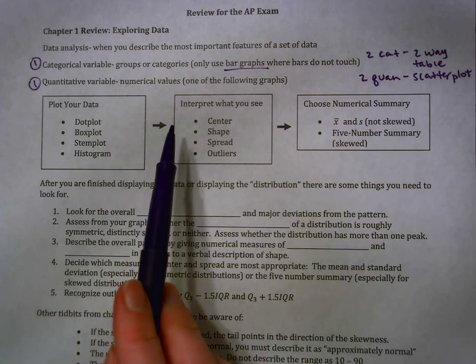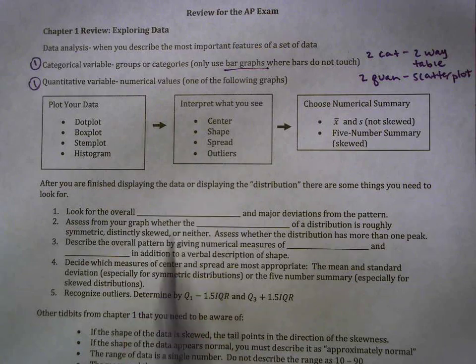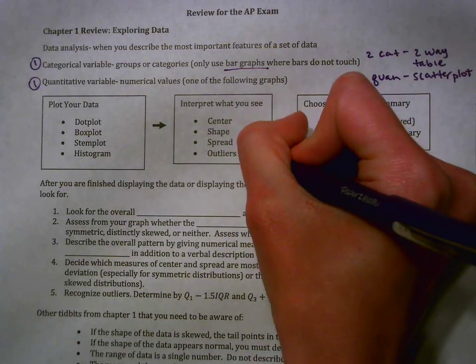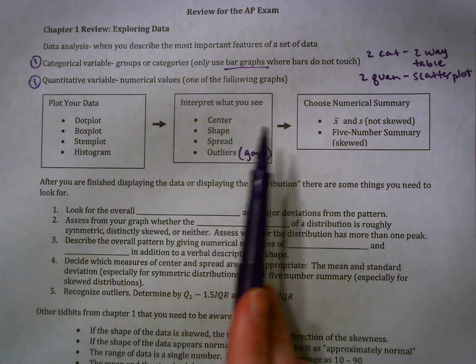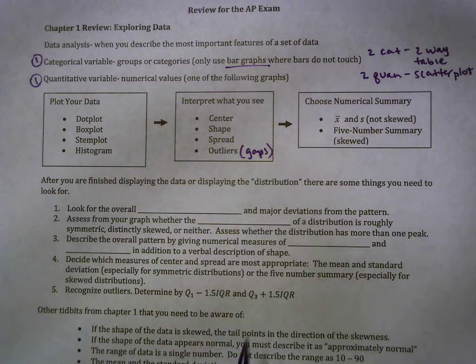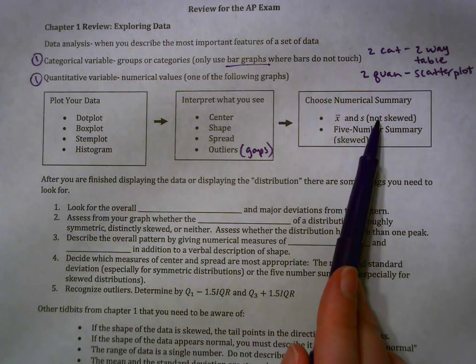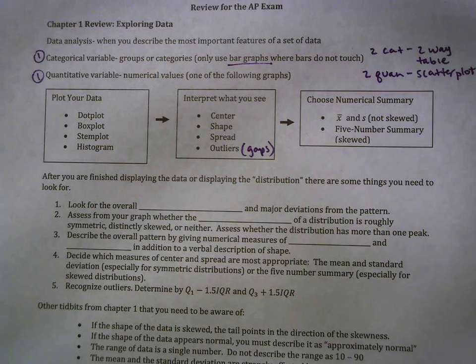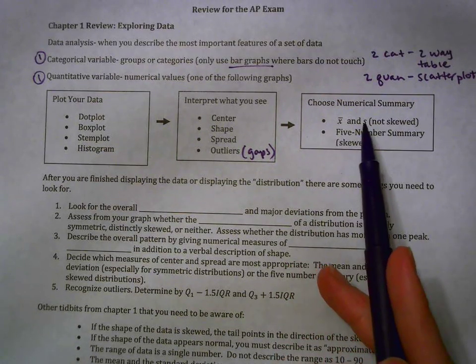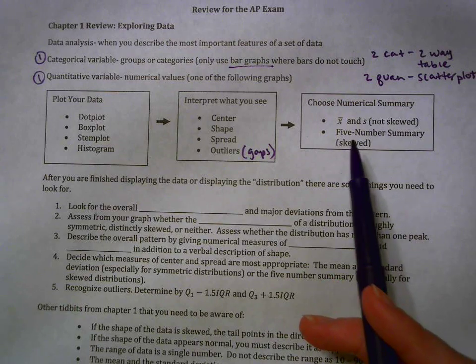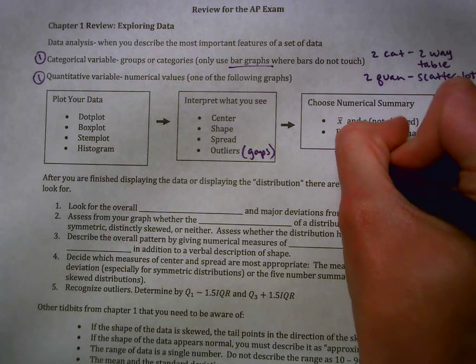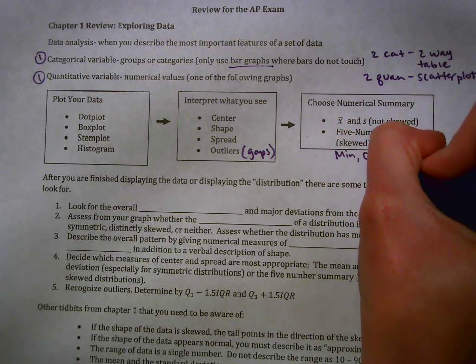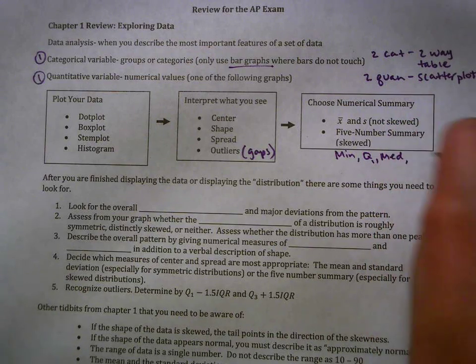When you describe it, you need to talk about center, shape, spread, outliers, and with outliers you could also say gaps. You can also choose your numerical summary, and we'll get more into this later. If it's not skewed, so that's when it looks approximately normal, that's when we use mean and standard deviation to talk about it. If it's skewed, it's best to use your 5-number summary, which would be your minimum, your Q1, your median, which is like Q2, and then your Q3, and then your max.